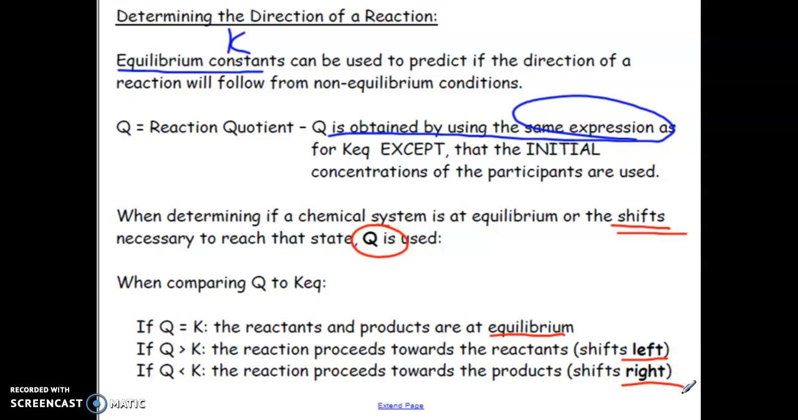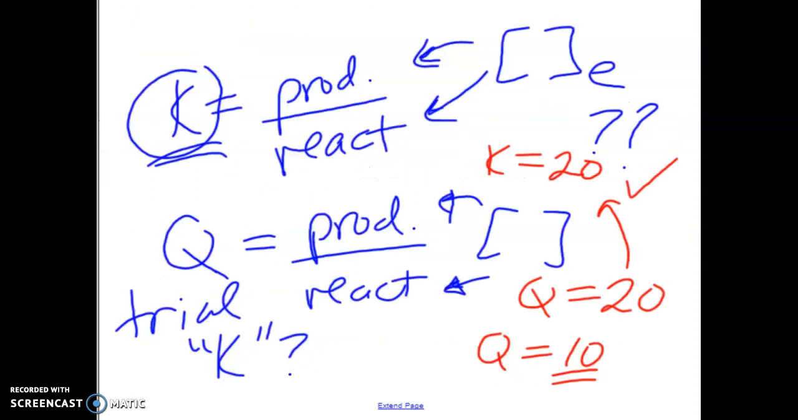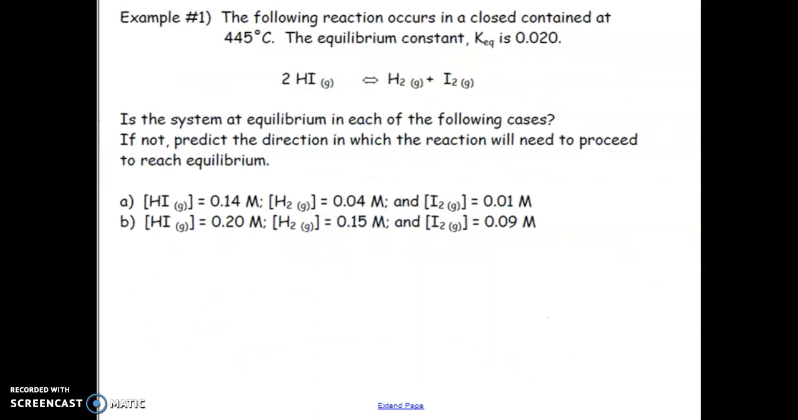Okay, so again, when do you use this Q setup? It's basically when you're not sure if an equilibrium is happening, and the question will literally ask you, is the following system at equilibrium? Okay, well, the only way to really know that is to calculate out your Q and compare it to your K. So let's take a look at an example. I'm going to do A with you, and then I'm going to ask you to pause the video and try B out on your own. All right. Okay, so let's take a look at what we have here. So the following reaction occurs in a closed container at 445 degrees Celsius.